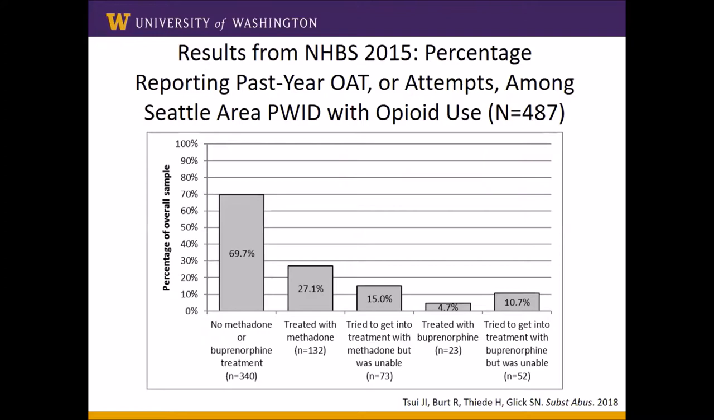The sample was comprised of 487 persons who injected drugs who reported opioid use. Of those, the vast majority, 70%, reported no past year treatment with either methadone or buprenorphine, speaking to major treatment gaps. The treatment that was more frequently reported was methadone, 27% reported past year treatment. At this time, in 2015, only 5% reported past year buprenorphine treatment, and twice as many reported that they tried to get buprenorphine treatment but were unable, speaking to barriers.